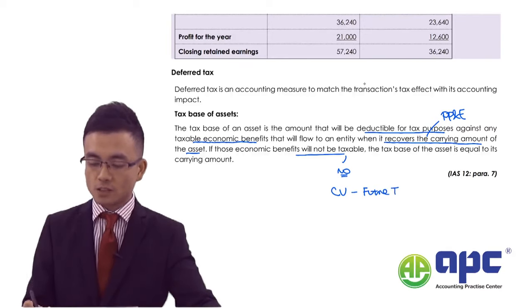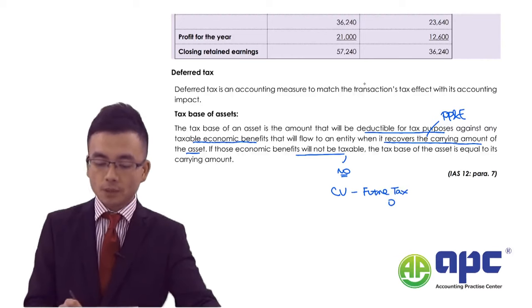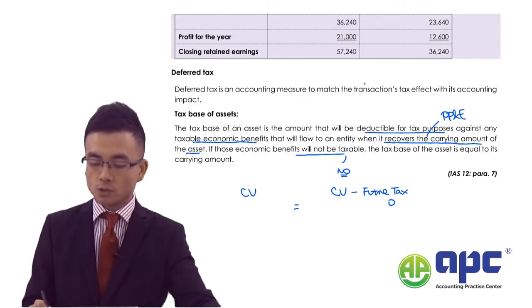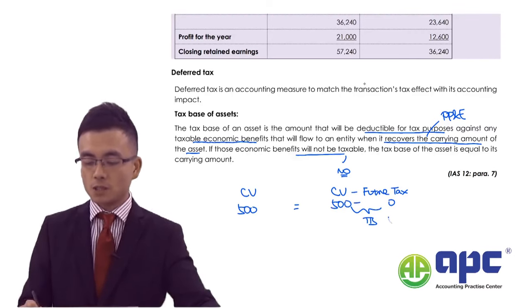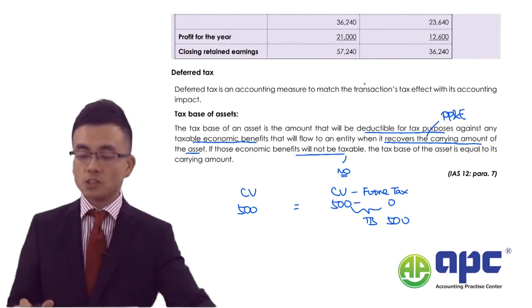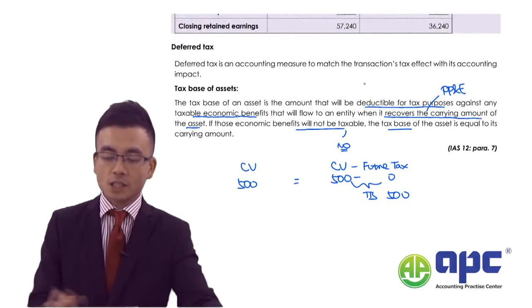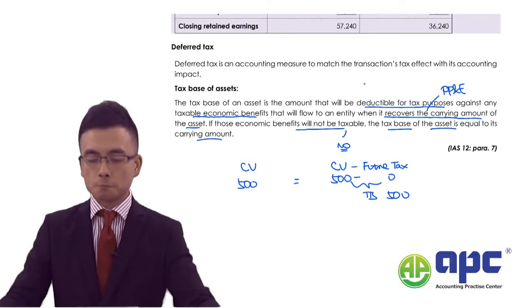Here, the future tax is zero, which means the carrying value would equal the tax base. For example, with a carrying value of 500, 500 minus zero, the tax base will be 500, which means here the tax base of an asset equals the carrying amount.